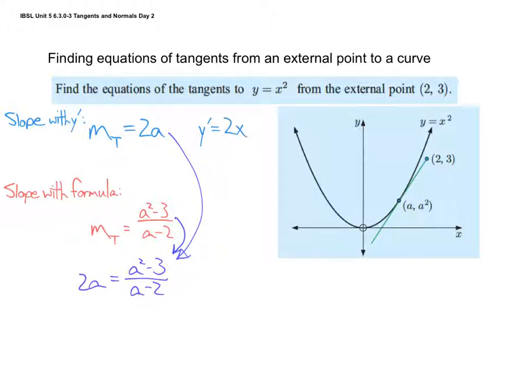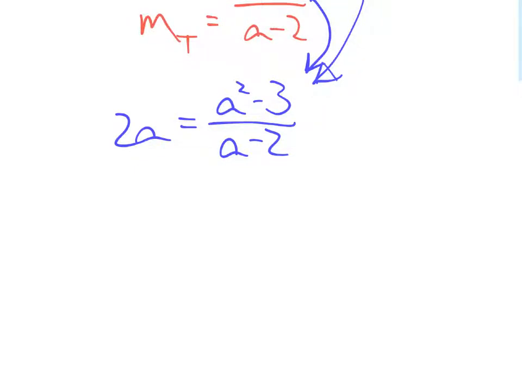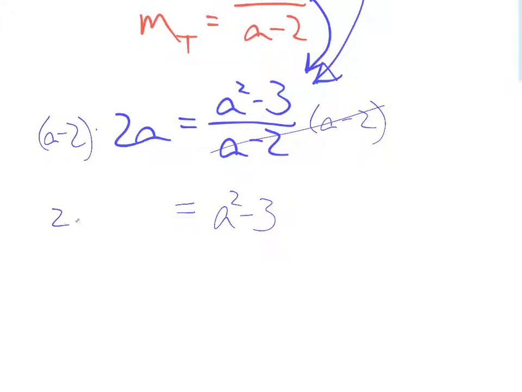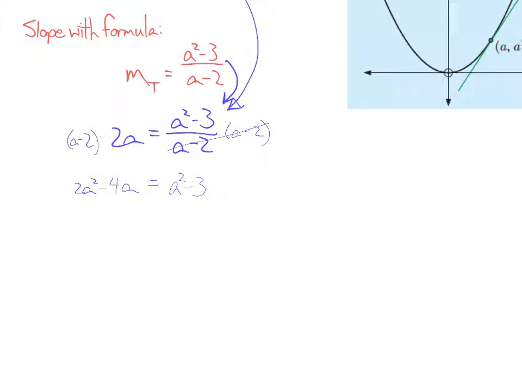Okay? So let's go ahead and solve this real quick just to finish it off. I'm going to multiply both sides by a minus 2. So that's gone, and we've got a squared minus 3 equals 2a squared minus 4a. I set it equal to 0, so I have a squared minus 4a plus 3. And please don't use the quadratic formula, because this is easy to factor. We get a minus 1, and we get a minus 3.